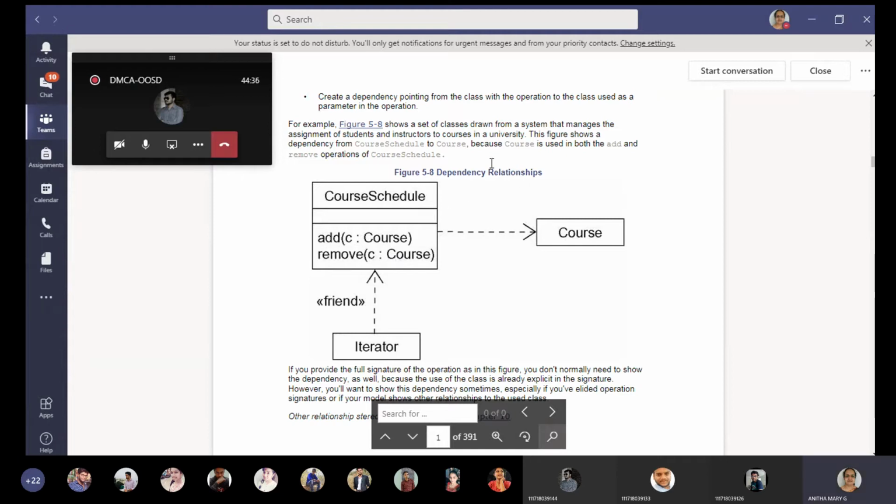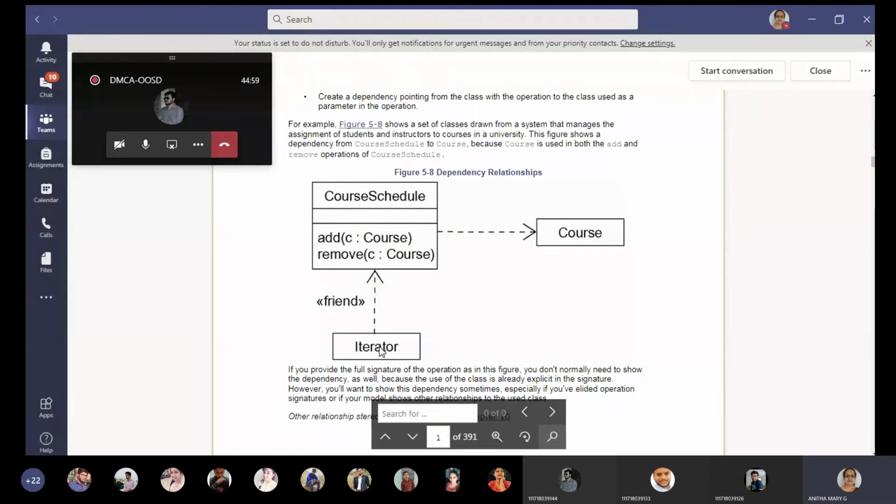Okay, since the example here specifies that it manages the assignment of students and instructors to courses. So specifically they are specifying two courses. That's why we are just elaborating the course schedule class. Okay, and then here the iterator is something like the instructors only.